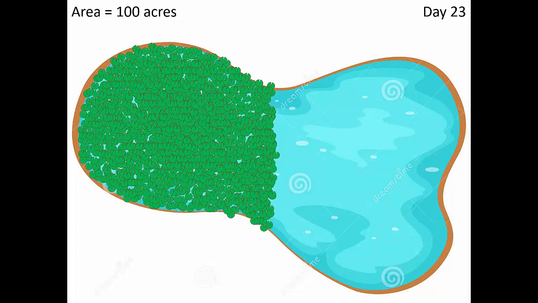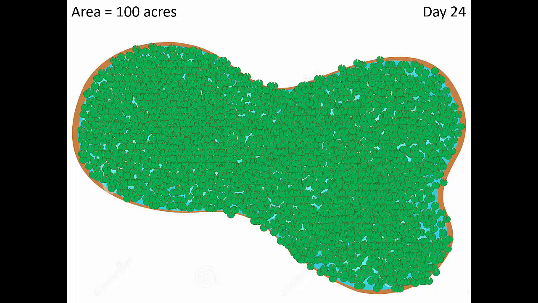We've covered half the lake. How long is it going to take to cover the whole lake? Well, just one more day because we're doubling. So 24 days was the correct answer. Now, take a look at your prediction. How close were you to 24? That's quite a bit quicker than about 4 million days that it was going to take if we were covering it one at a time. When we're doubling, we have what's called exponential growth.